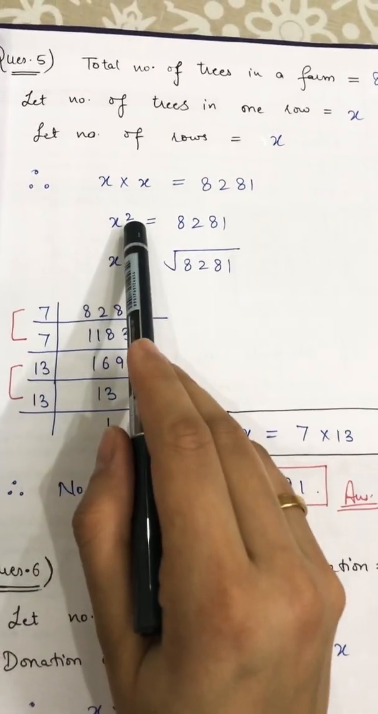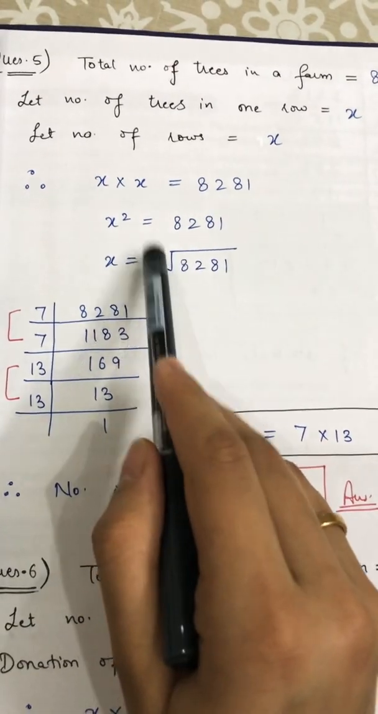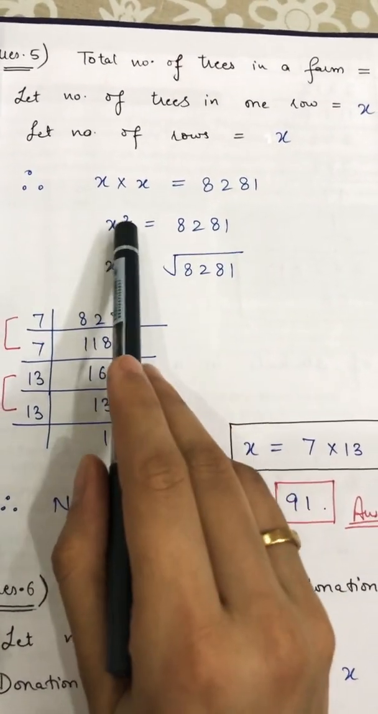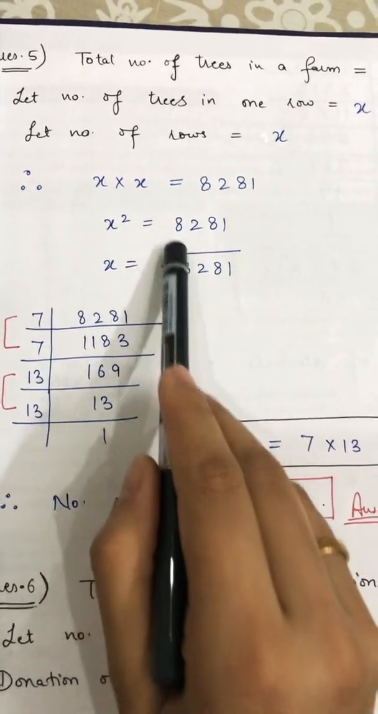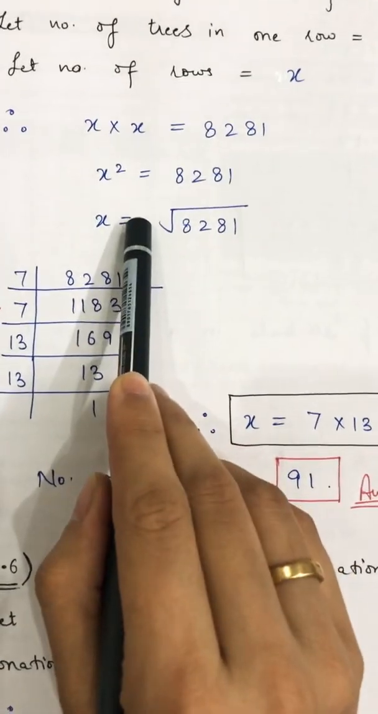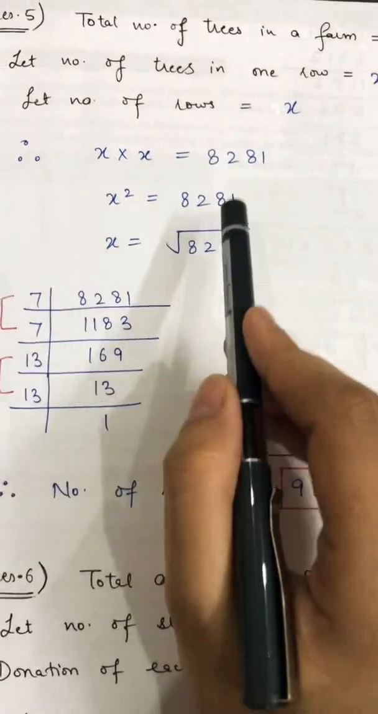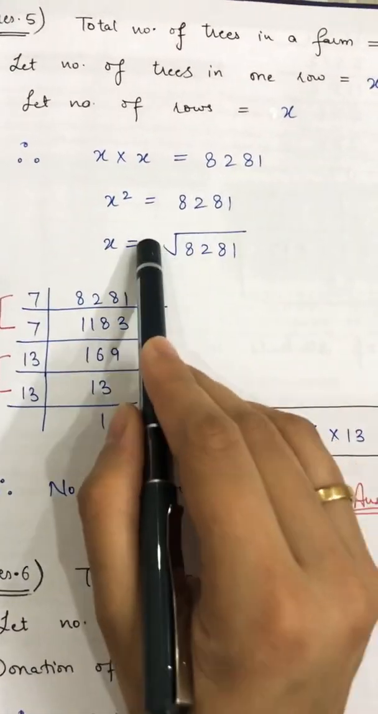X is equal to, this square will go to this side. When we remove the square from the left hand side and shift it to the right hand side, it will become square root.